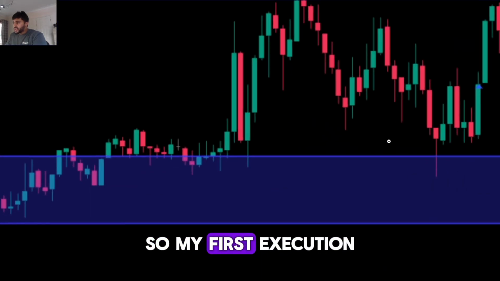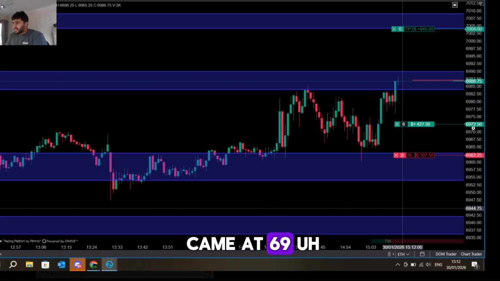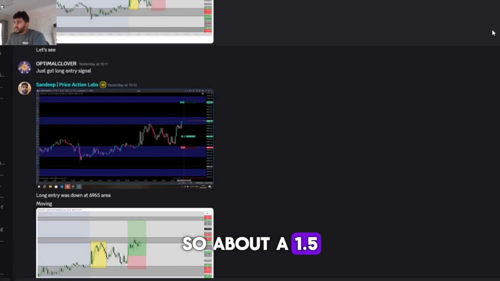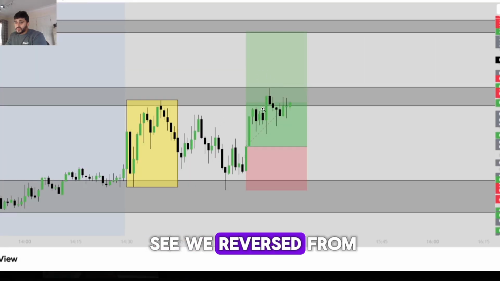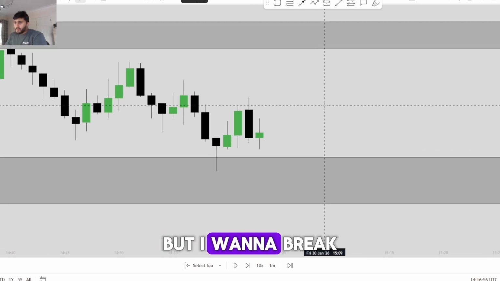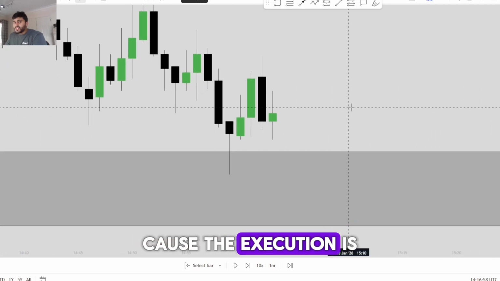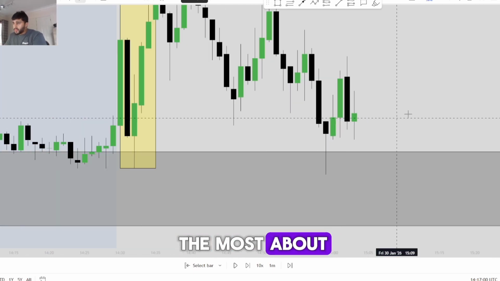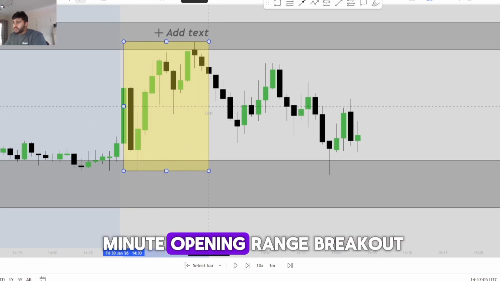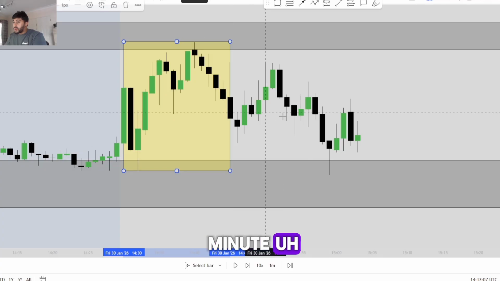So my first execution, as you can see, came at 69.72, stops below 69.62. So we had a 10-point risk, and I had my TP up here, for about a 15-point reward, so about a 1.5 risk reward, right? So as we can see, we reversed from this area, and I didn't really capitalize on this trade as much as I wanted to. But I want to break down the execution, because the execution is what I get asked the most about. So if I just show you over here, this was the 15-minute opening range breakout, essentially, or the 15-minute breakout.